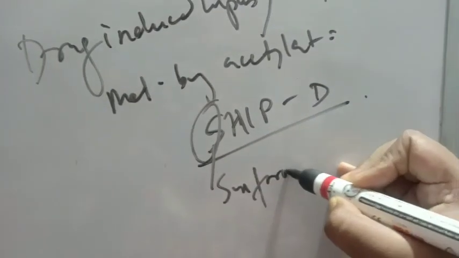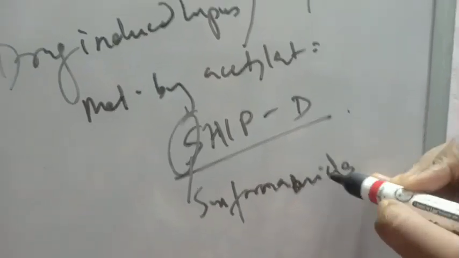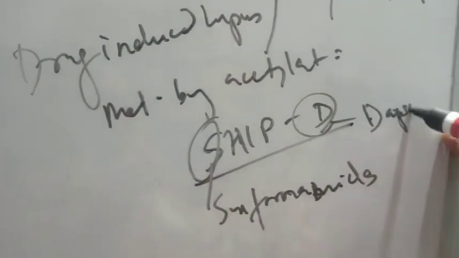Okay. Now, another mnemonic: we will talk about the drugs which cause drug-induced lupus, or drugs which are metabolized by acetylation. So the mnemonic is SHIP, and maybe you can add D also. S is sulfonamides. D stands for dapsone. Actually, dapsone is also a category of sulfonamide, so you can simply remember it as S. Sorry, SHIP without the D.